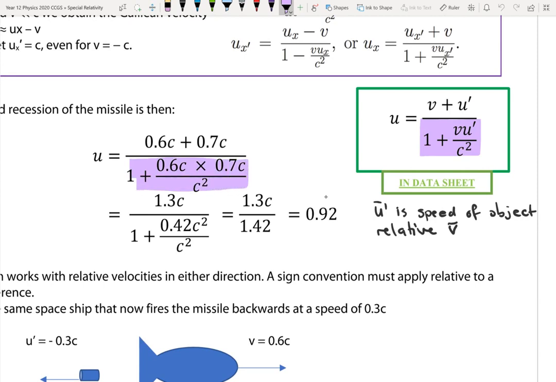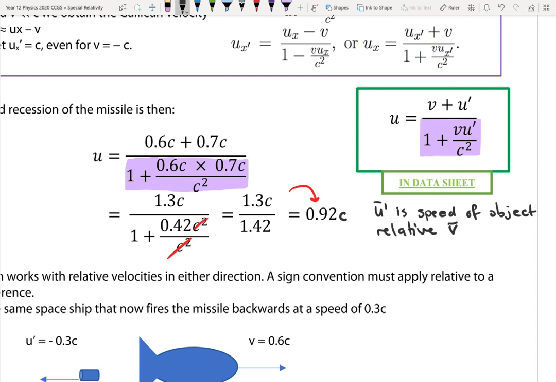Now, it's not too nasty if you leave your velocities in terms of c, then you end up getting a c squared over a c squared, okay? And it's just going to cancel. It's 1 plus, so the 0.6 multiplied by the 0.7 comes to 0.42. When you add it together, it's 1.42, and so we get that the person would observe it to be 0.92. Now, am I missing a c? Yes, there should be a c there, 0.92 c, okay?